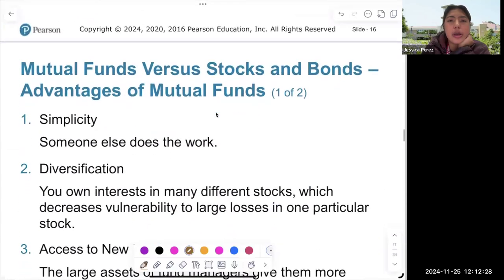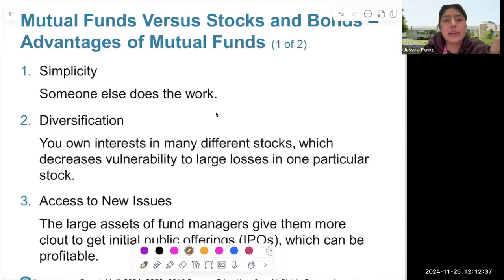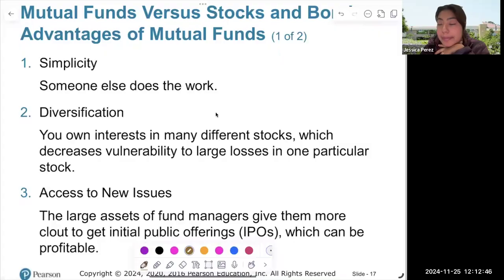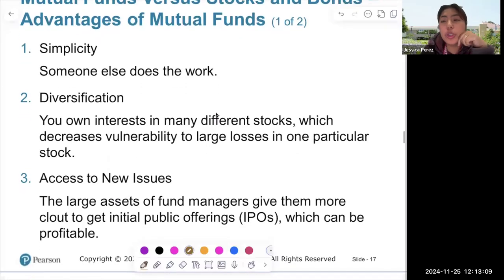Now, mutual funds versus stocks and bonds. What are the advantages of mutual funds? They're very simple, the simplicity. Someone else does the work for you on a mutual fund. There's diversification. So you own interest in many different stocks, which decreases vulnerability to large losses in one particular stock. So for example, you don't just own one, there are a lot in mutual funds. You're not just relying on one stock that will lose value, but you have interest in many stocks. You have access to new issues.